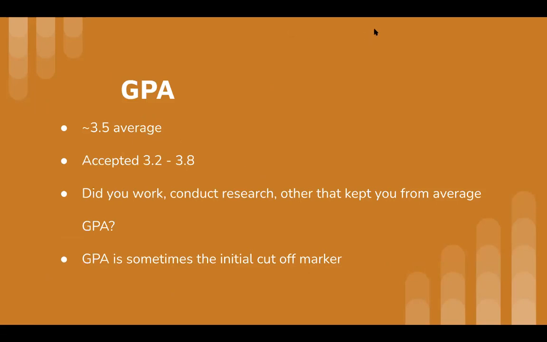Okay, so for GPA, like I mentioned earlier, the average GPA for people who get into med school is a 3.5, but accepted usually is 3.2 to 3.8. This all just comes down to your GPA, your MCAT score, and also what you do outside of school. So research, internships, how good your essays are. That's what it comes down to. So GPA is sometimes the initial cutoff maker. So you do want to try to get as high of a GPA as possible. And again, that's when I go back to going on the website to see what your specific school's average GPA is.